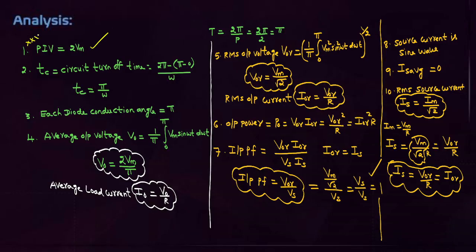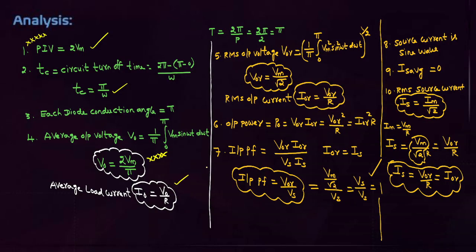Very important. In a midpoint type rectifier, what is the peak inverse voltage? 2 Vm. What is the circuit turn off time? For R load, always pi by omega. Average output voltage is 2 Vm by pi. But in a half wave rectifier, it is Vm by pi.